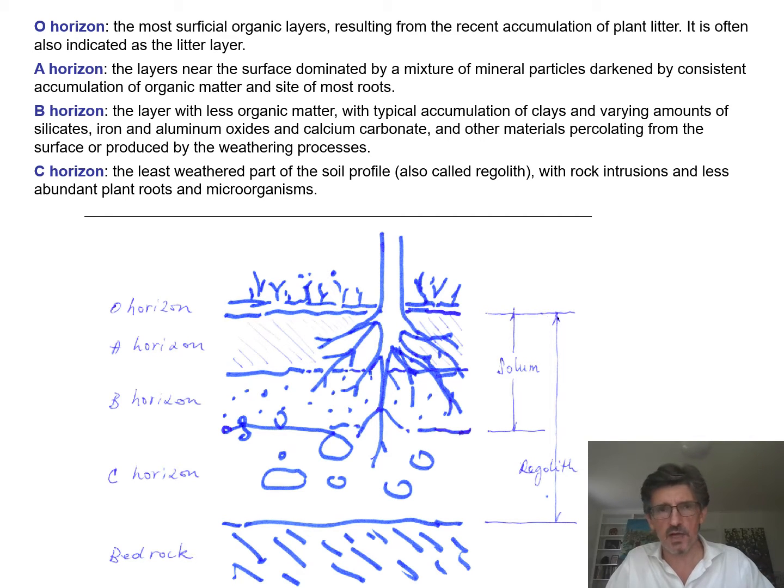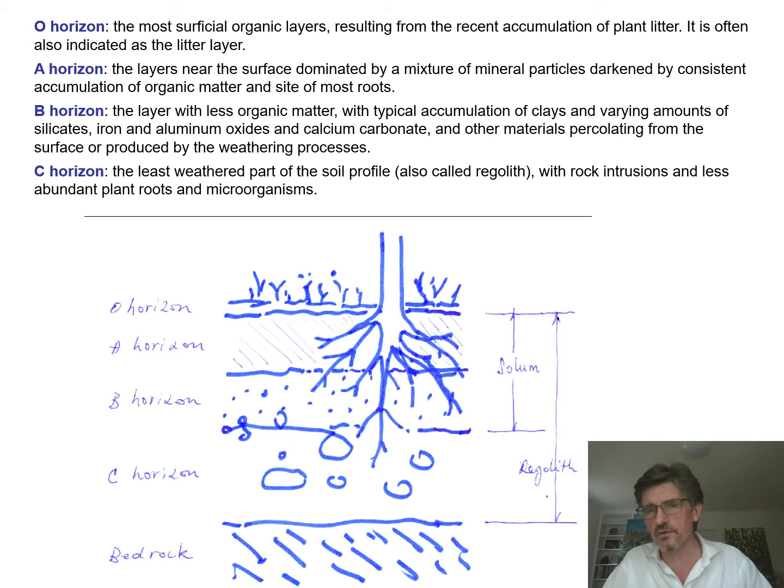Then there is the B horizon. The B horizon is soil that is coarser, with very few roots now, little life, not many microbes, not much carbon, and typically is where the clays accumulate. Therefore, there will be relatively large amounts of silicates, iron, aluminum oxides, calcium carbonates, and other substances percolating from the surface.